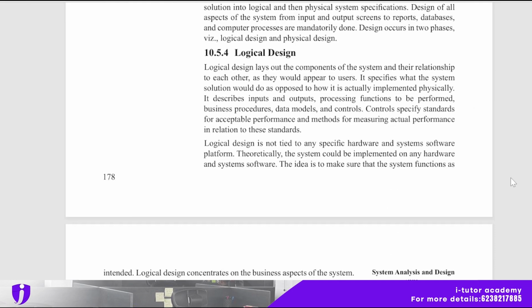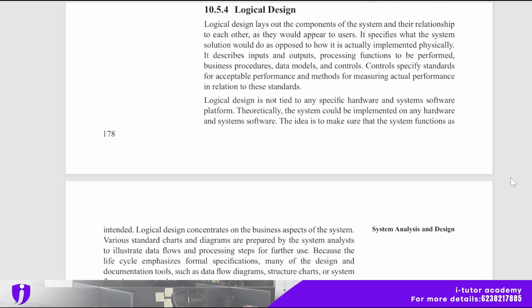And the next phase is logical design. Logical design lays out the components of the system and their relationships to each other as they would appear to users, and it specifies what the system solution would do as opposed to how it is actually implemented physically. It describes inputs and outputs, processing functions to be performed, business procedures, data models and controls. Controls specify standards for acceptable performance and methods for measuring actual performance.